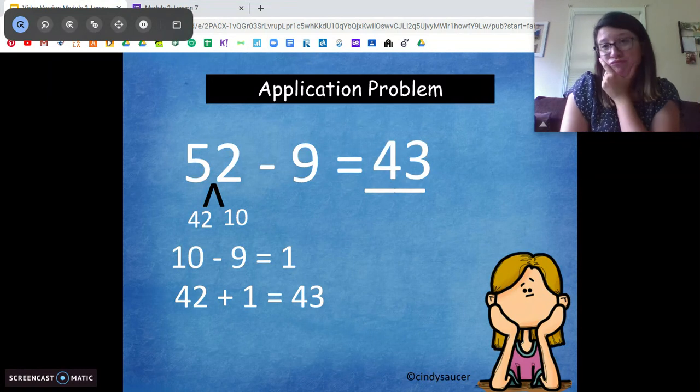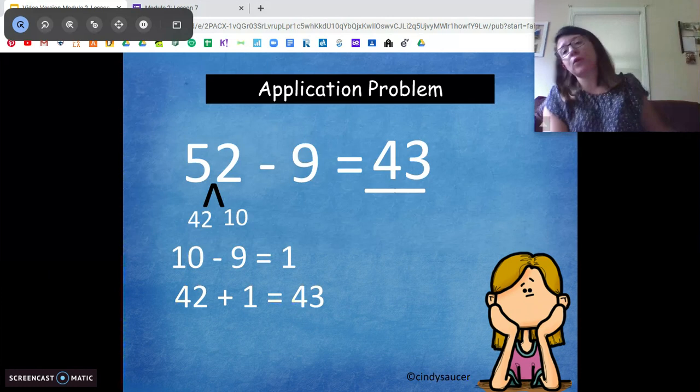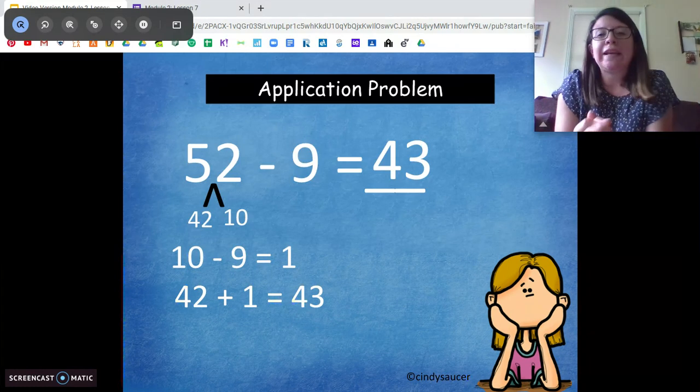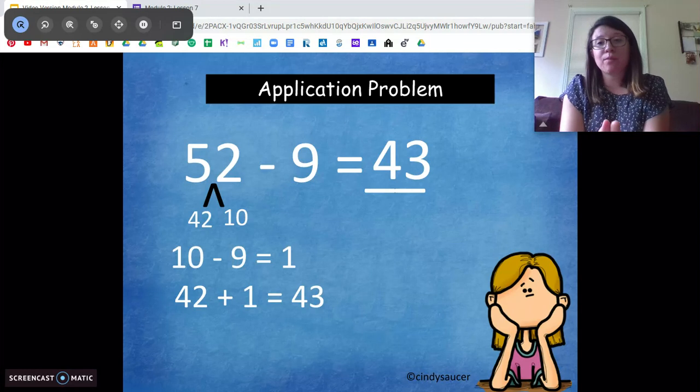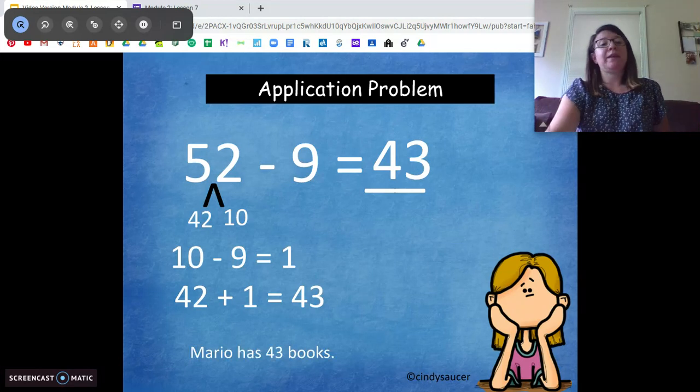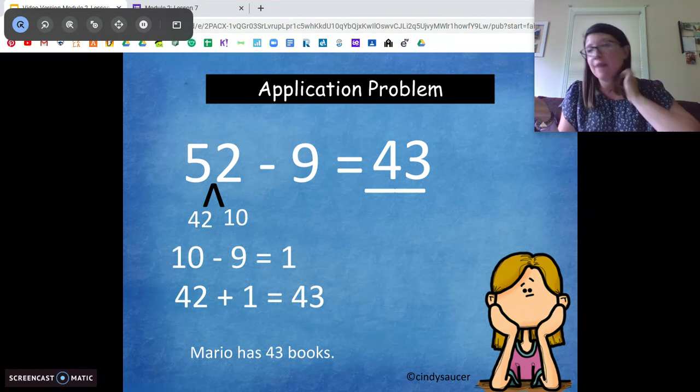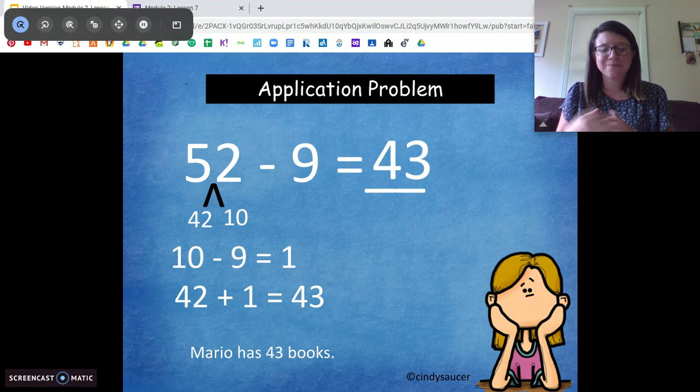Are we done? Can we just say, 43, done, walk away? Nope. When we do word problems, we need to tell what that 43 means. That 43 means Mario has 43 books. You could just say 43 books, that's totally fine, but we need to tell what that 43 means.